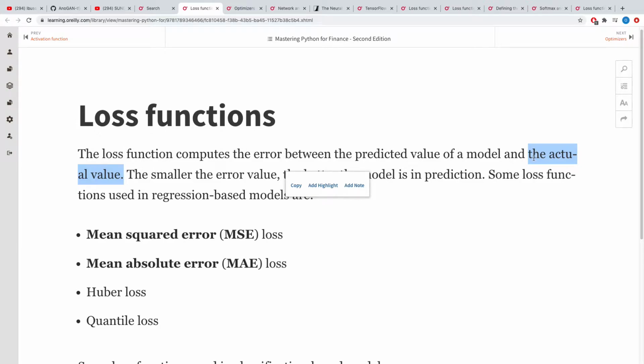You have a rough idea of what the actual value is, and you need to have a way of comparing whatever your model has learned in the form of a prediction with the actual value, and that's what's called the loss. The smaller the error value, that's also the loss value, the better the model and the prediction. In the literature, there are a number of loss functions that are used.